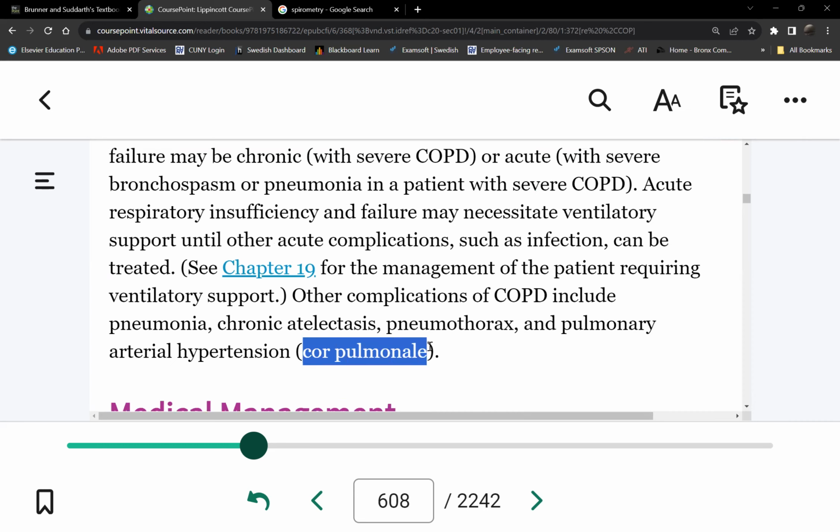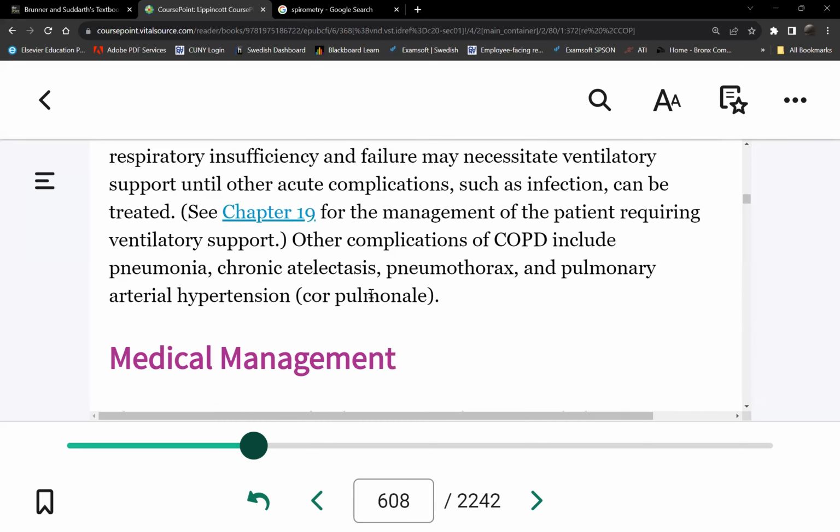Are we clear? If the patient's right side heart failure results from COPD or any other chronic lung disorder, we call it cor pulmonale. That's the term. But if you take an X-ray, it'll look like any other right side heart failure patient. But what do we call it? Cor pulmonale.